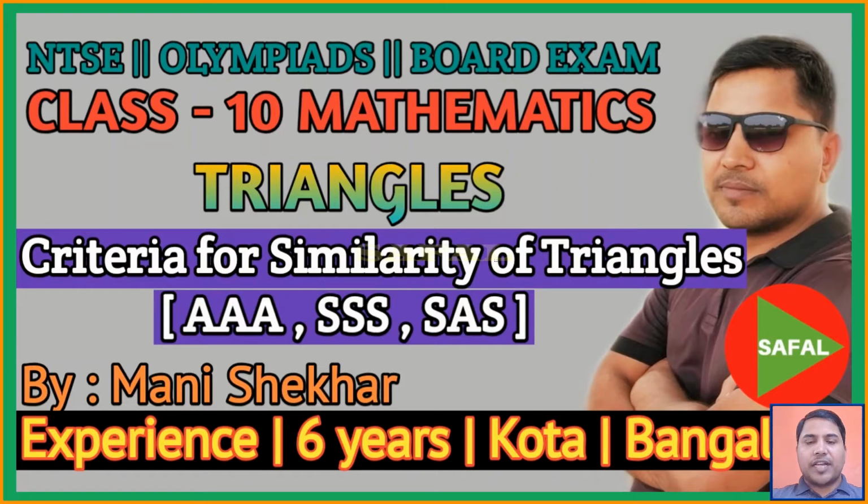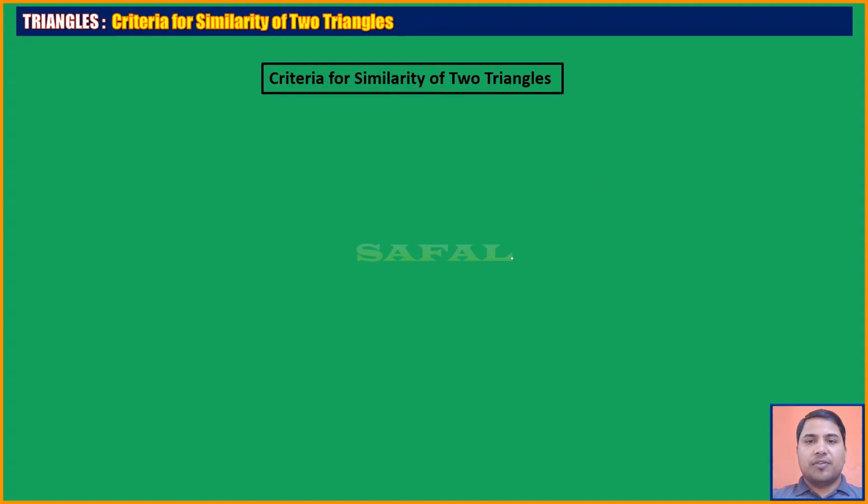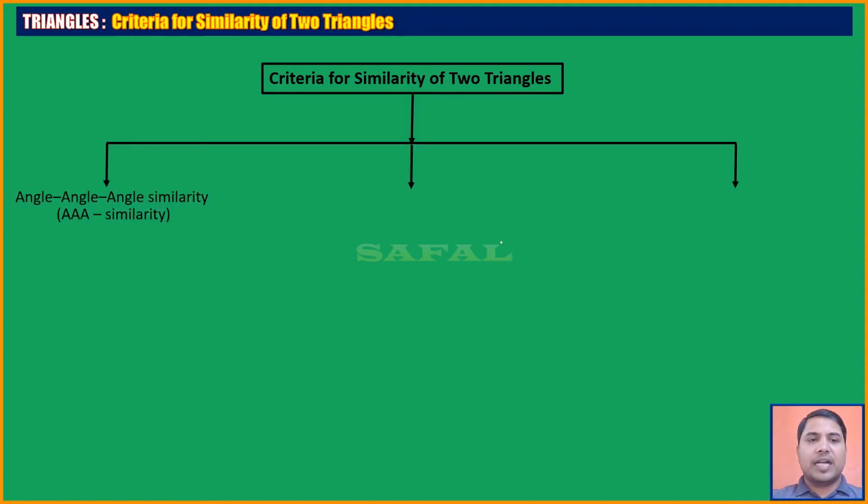So continuing the triangle chapter, in today's lecture we are going to see criteria for similarity of triangles. So let us start. Basically we have three criteria for similarity of two triangles. The first one is angle similarity. In short we write it as AAA similarity. The special case of this similarity we call angle similarity, in short AA similarity.